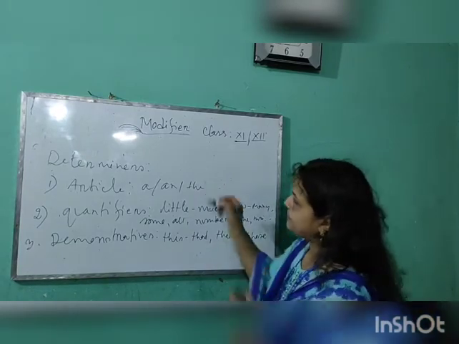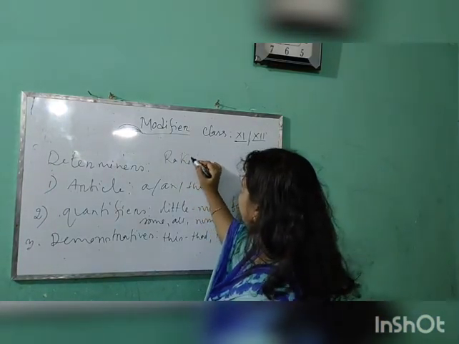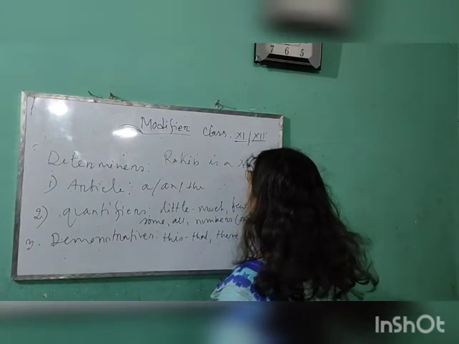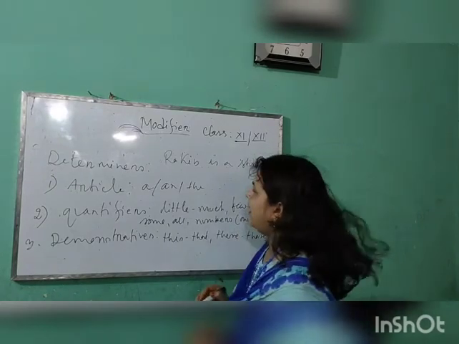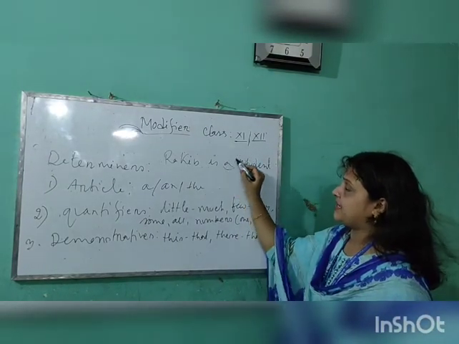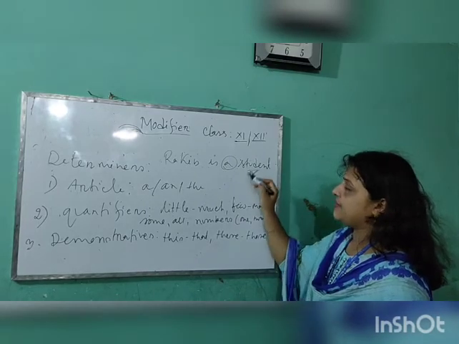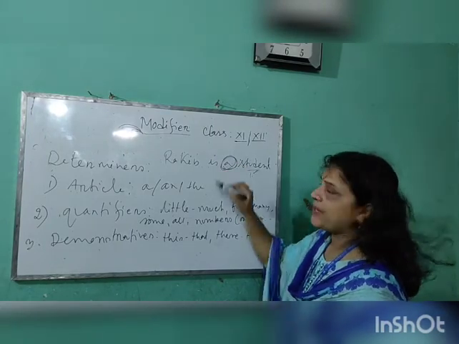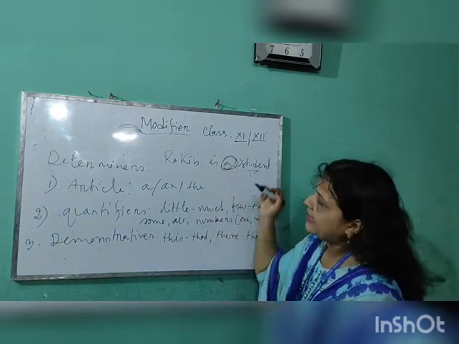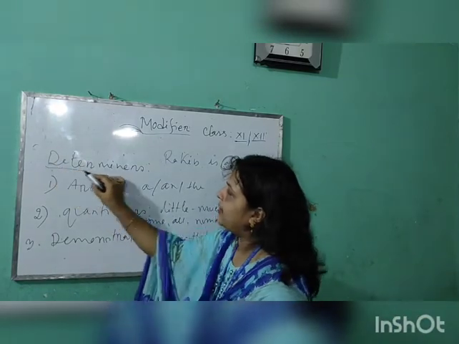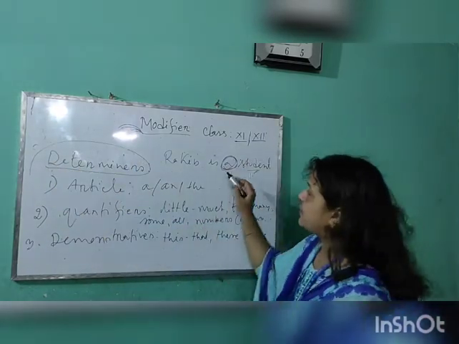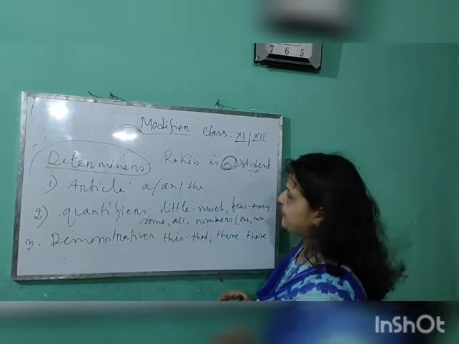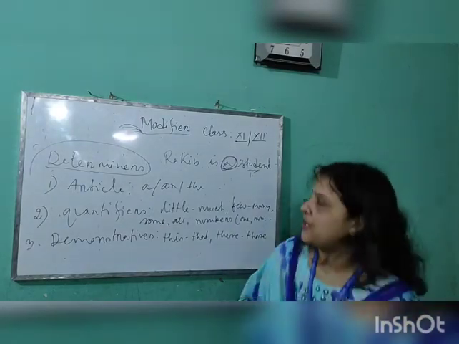Now let us see. Rakib is a boy or student. Here, I have used an article before the noun, like a. So this acts as a pre-modifier. And it is included in the list of determiners, and its specific name is article. Then you see quantifiers. I'm going to give you some examples of quantifiers.